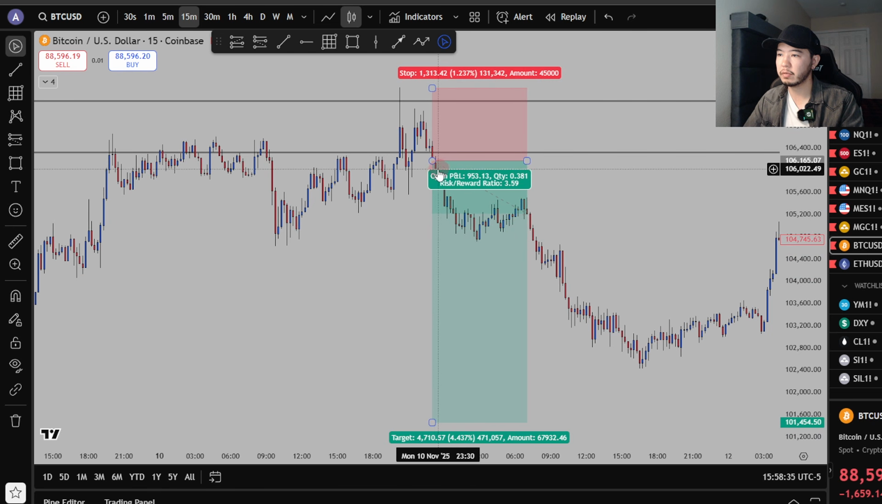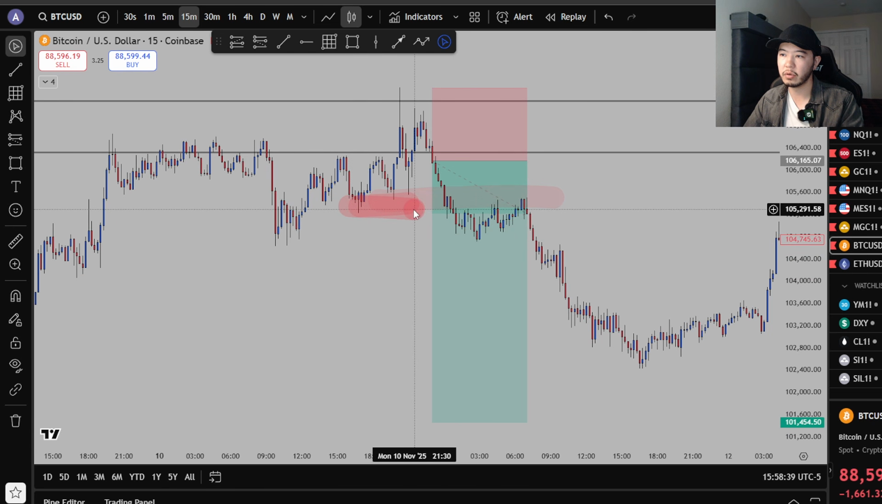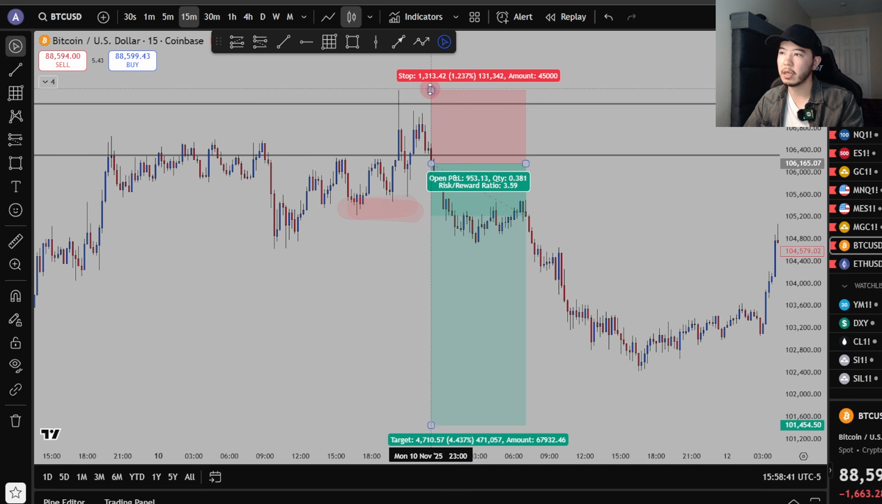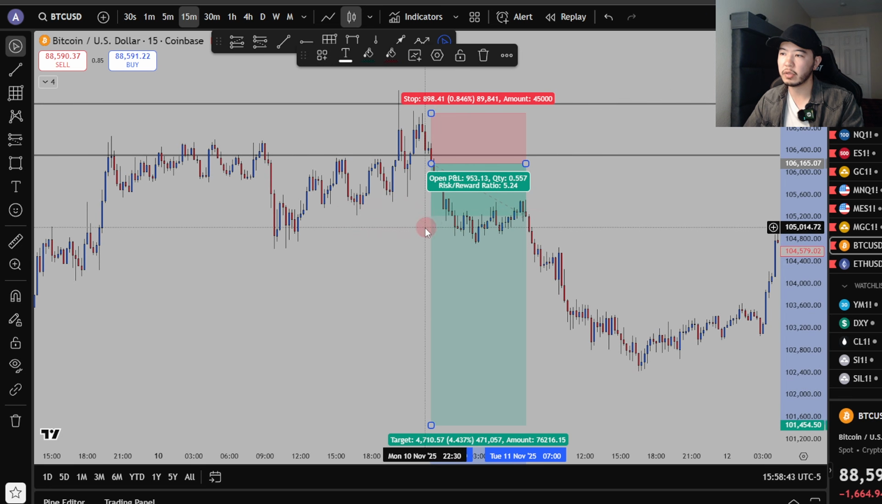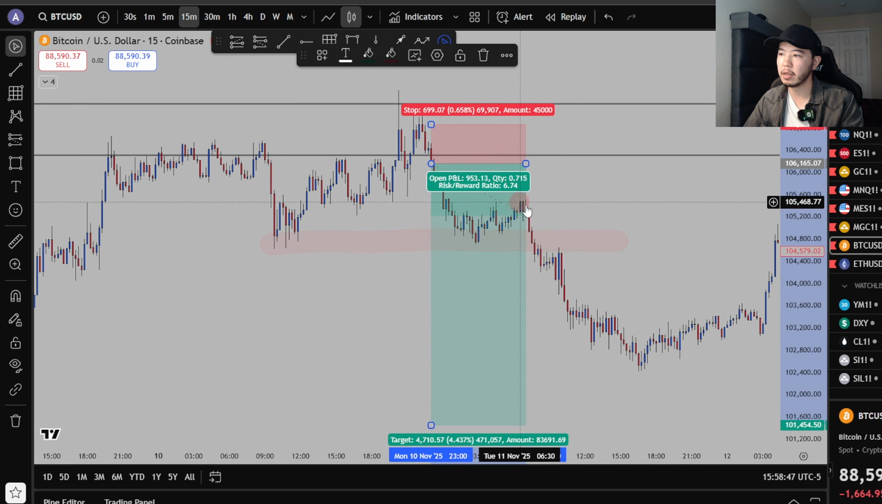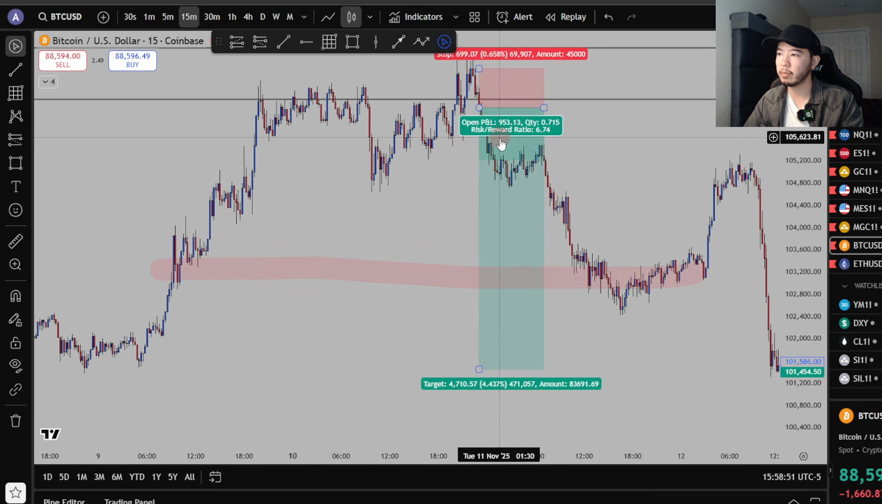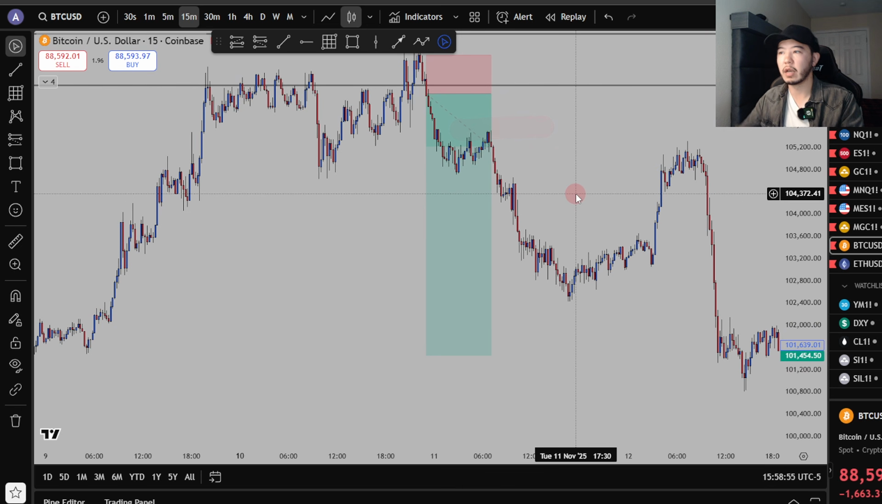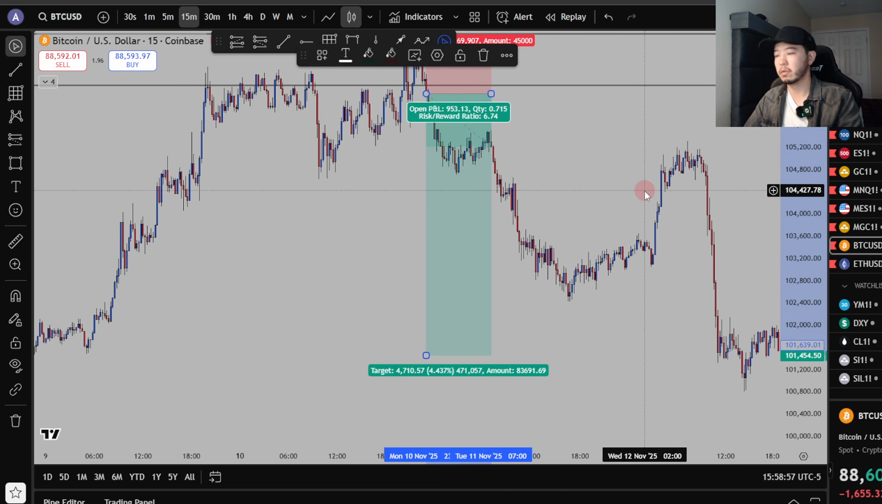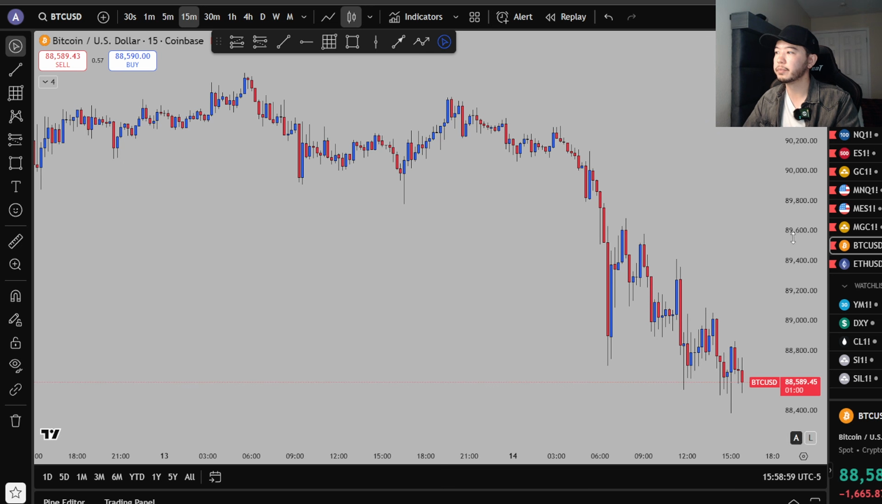And as soon as we took out this one or this one, then I put my stop loss to this most recent swing low. Once we take out this one, then I put it at the break even. And once we took out this one, then I put my stop loss at this most recent swing high. So you get the idea.